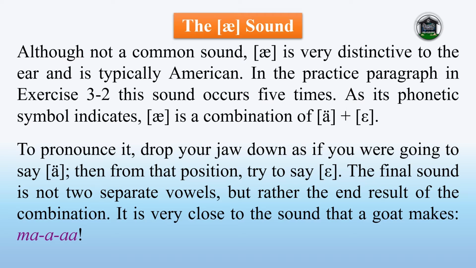The ah sound. Although not a common sound, it is very distinctive to the ear and is typically American. In the practice paragraph in Exercise 3.2, this sound occurs 5 times. As its phonetic symbol indicates, it is a combination of ah and eh. To pronounce it, drop your jaw down as if you're going to say ah, then from that position, try to say eh. The final sound is not 2 separate vowels, but rather the end result of the combination. It's very close to the sound that a goat makes, meh.